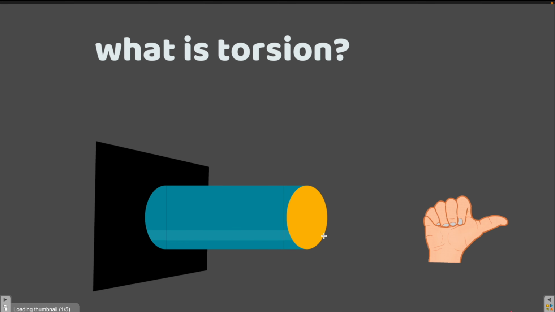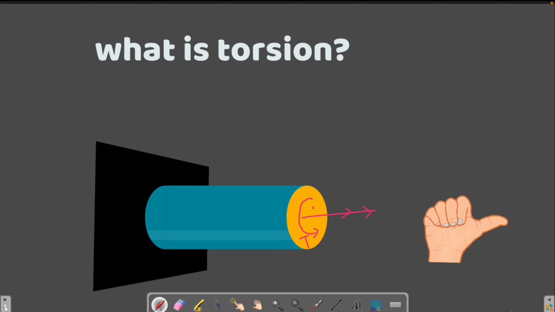It means that if you put the thumb of your right hand in the direction of the arrow, then your fingers will curl around the direction of the twisting. That means the torque is in this direction. Now while twisting, the cross section of the shaft remains constant. That means the circular portion remains circular and it will not change. Then what will change? The angle of the twist will change.